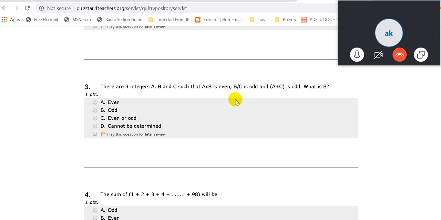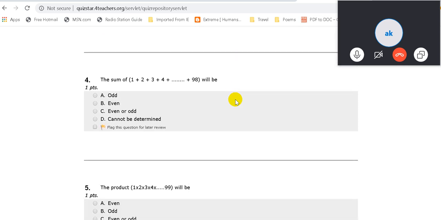There are three integers a, b and c such that a into b is even, b divided by c is odd and a plus c is odd. What is b? Even or odd, it can be anything. We can assume c as odd, or assume c as even again. What are the others saying? Yes, it can be even or odd, correct.